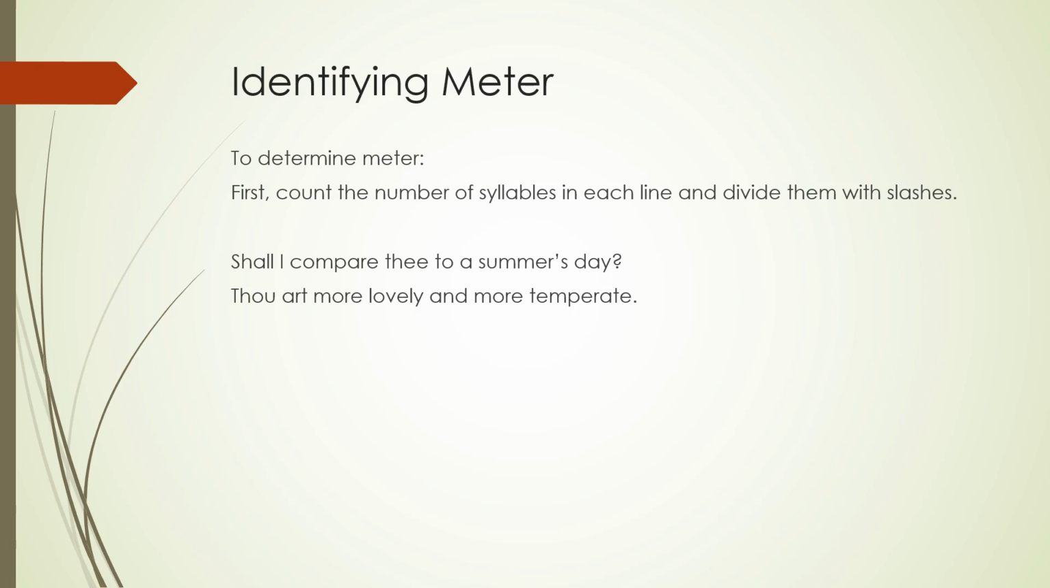So to figure out meter in poetry, first of all, count the number of syllables in each line, okay, and then divide them with slashes. That'll help you figure this out. Okay, how many syllables per line?